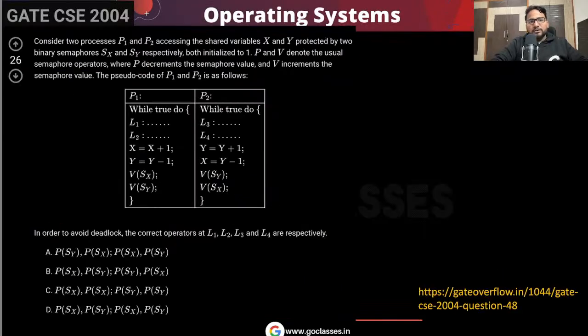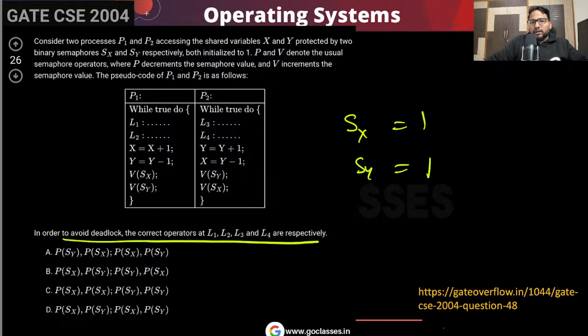Let's just solve this question. This question has been asked in GATE 2004. Let's just see what they're asking. They are saying, consider two processes P1 and P2 accessing the shared variables x and y protected by two binary semaphores Sx and Sy, both initialized to 1. P and V denote the usual semaphore operations, where P decrements the semaphore value and V increments the semaphore value. In order to avoid deadlock, what are the correct operations?